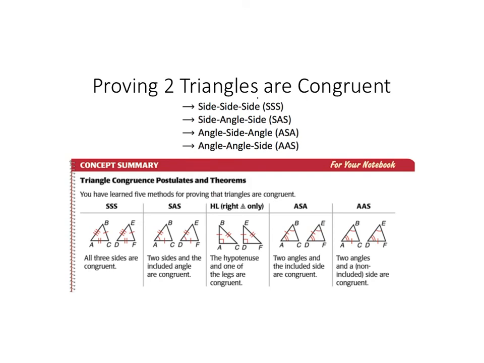In summary, we learned 4 theorems and postulates in 4.3 and 4.4, and we added in HL, which actually doesn't come in until 4.6, but for our purposes, we're going to lump it in. So we have 5 total postulates and theorems to prove that triangles are congruent. You should memorize these, but all you have to really memorize is the names in acronym form, so you know that you need 3 sides, or 2 sides and an included angle. Okay, so the names give you what you need.